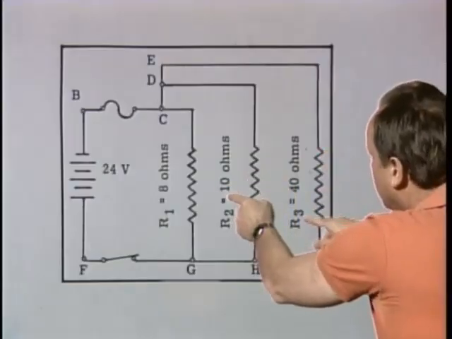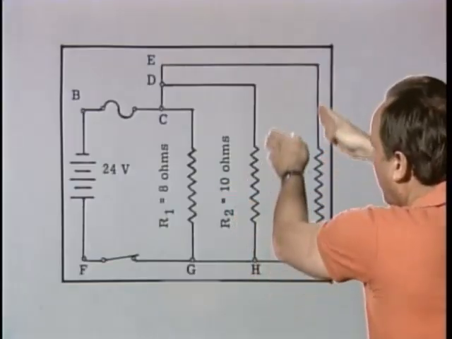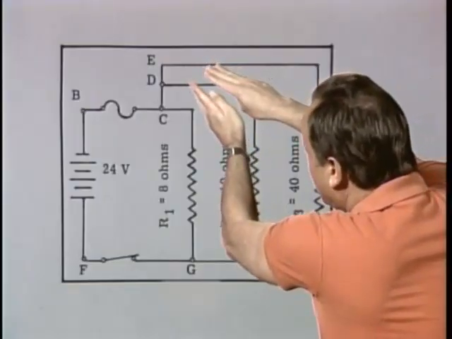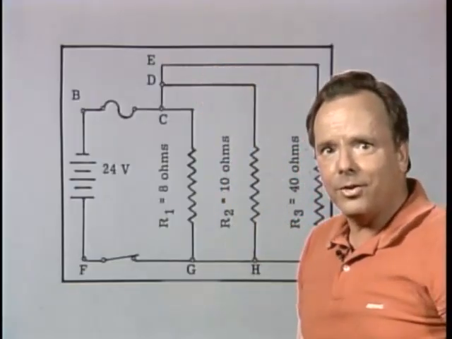And we have 10 ohms and 40 ohms. Let's figure out the resistance. Then we'll use Ohm's law to figure out the current. See, I told you this was an easy one, so let's take a look at the math on it.